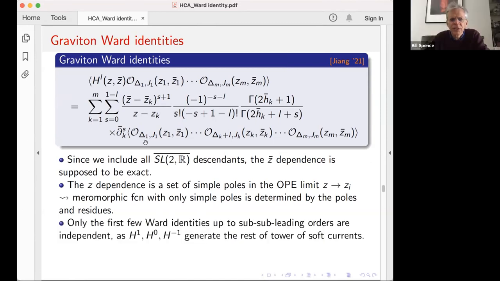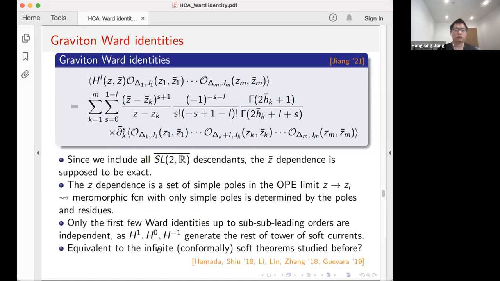Okay. So we have these three soft currents, and they generate the rest of the tower of soft currents. This means that of the Ward identities, only three are independent. And I need to mention that these groups of people also found infinitely many soft theorems, or conformally soft theorems. They are supposed to be equivalent, but it remains to check explicitly.